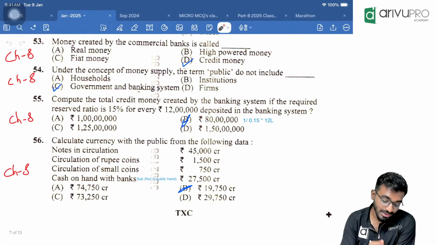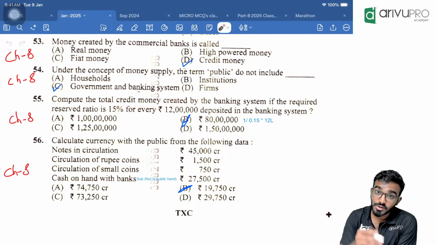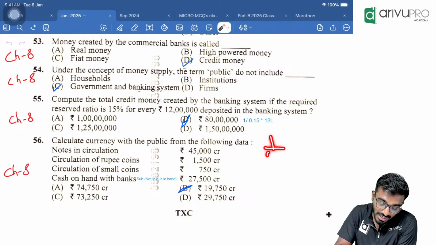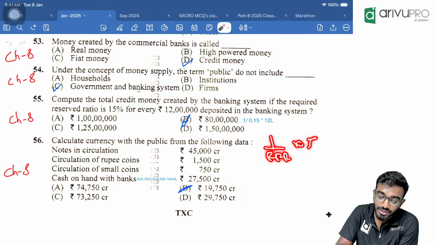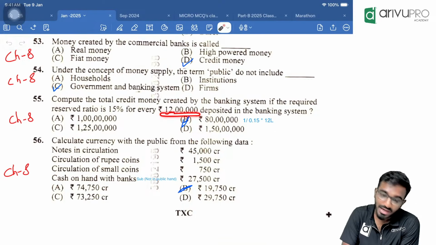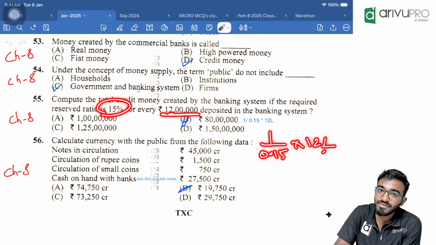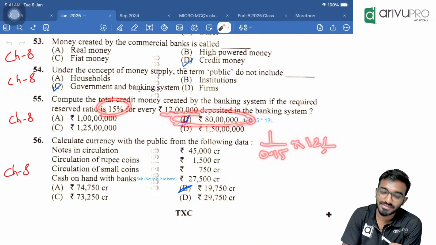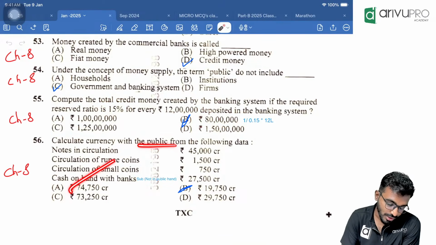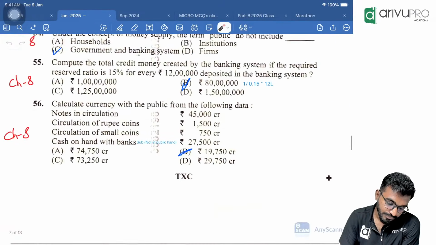See, this is a credit multiplier question. Here, calculate the total credit money created. Leave out the multiplier. Credit money means 1 by RRR into initial deposit. Initial deposit is how much? 12 lakh. RRR is 15%. So simple: 1 divided by 0.15 into 12 lakh. 80 lakh is the answer. Next, currency with public. Already we solved it. That's it.